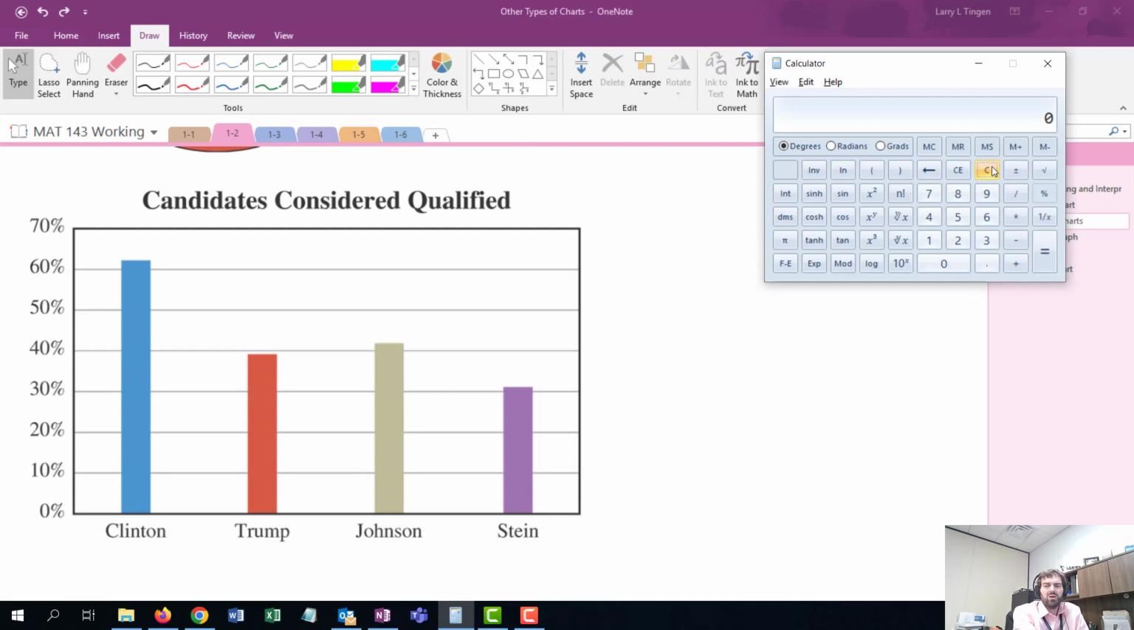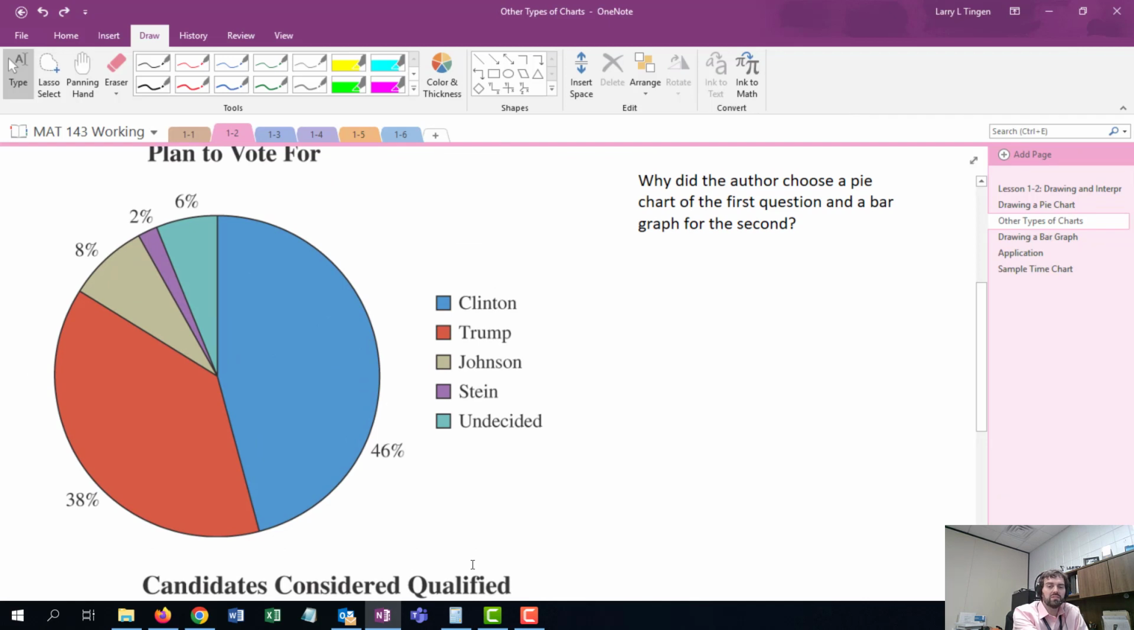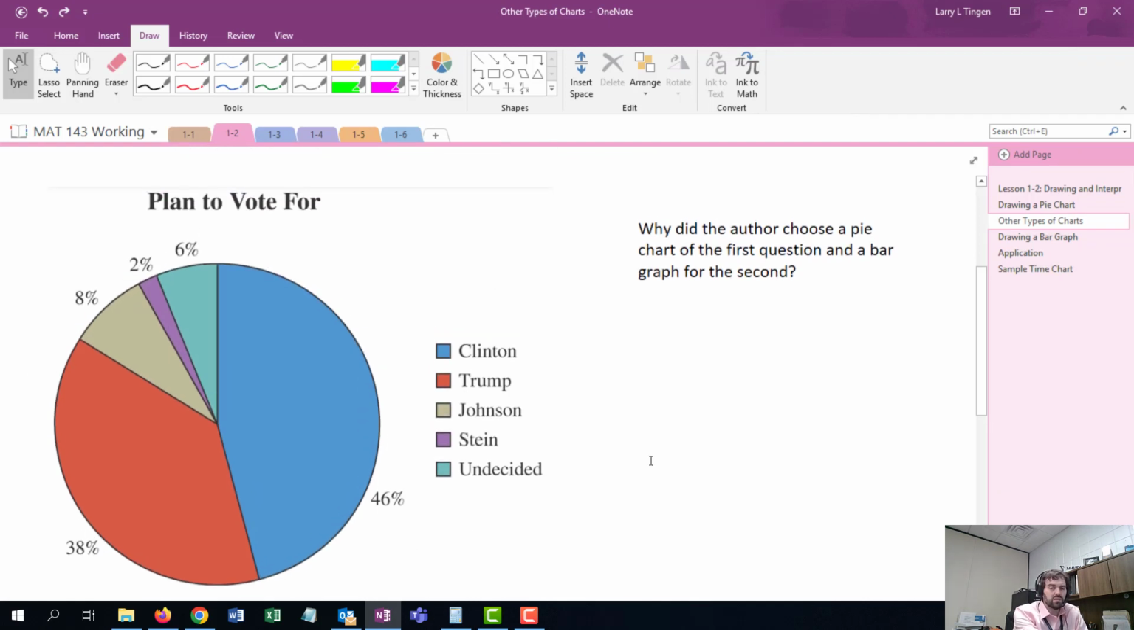But what happens down here? When I add up all of these, let's just round here. Let's call that 60 plus 40 plus 40 plus 30. Something's going on. Well, what is it? It's the question that's asked, right? This first question that you ask, who do you plan to vote for? There's one answer to that question. It's one of these four or you're undecided.